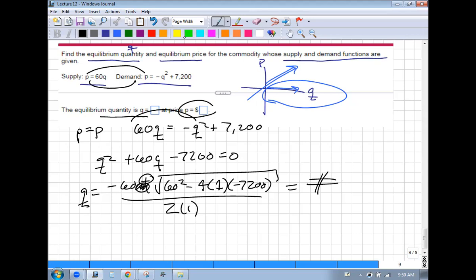We need to know what the price is. Just plug that in. You can plug it into either one of these. They're going to give you the same price, right? Because that's how we found it. We set those equal to one another. You plug it into either one of those, and then you get your equilibrium price.